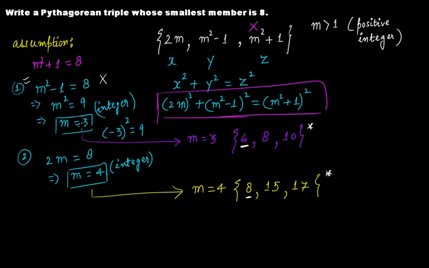So you can clearly see here, when we solve for m squared minus 1 is equal to 8, that is, we assume that y is equal to 8, and then we assume that x is equal to 8, this assumption is correct because this gives you whatever is required in this question.